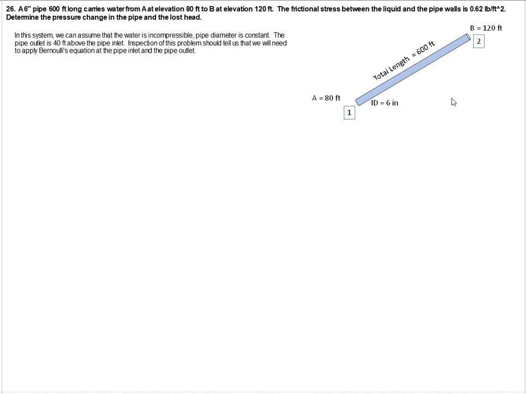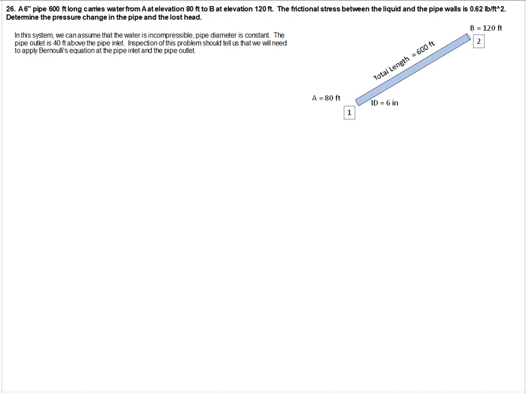And so in this system, we're going to assume that the water is incompressible, and of course the pipe diameter is going to be constant. We have an elevation change here, so that is 40 feet. We need to calculate what? We need to calculate the pressure change in the pipe and the lost head.